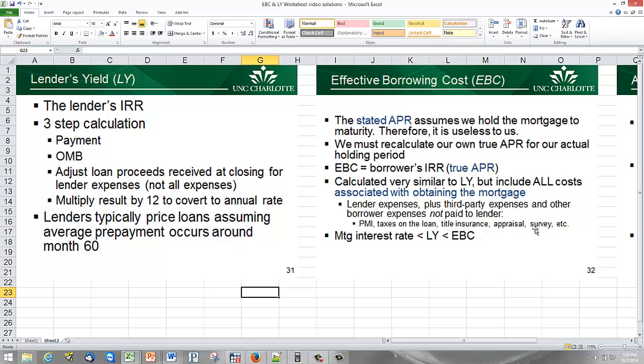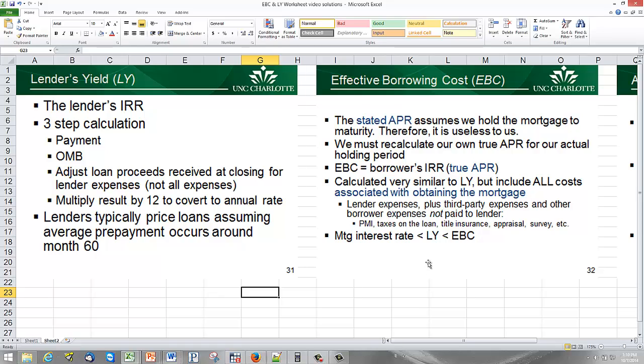So here you see some examples. On the lender's yield, we're only going to include those expenses going directly to the lender that the lender gets to keep. So the discount point, the origination fee, and underwriting fees are typically the three sources of revenue for the lender at closing. But then we usually have to pay other things like PMI, taxes on the loan, title insurance, appraisal, and surveys. All of that is related to the mortgage, because the mortgage company is making us do these things, and so therefore we would include it.